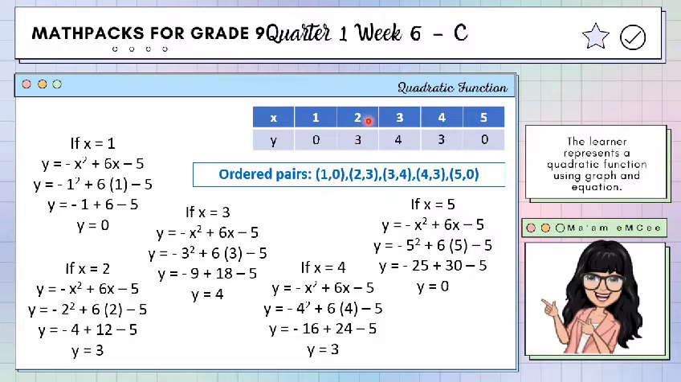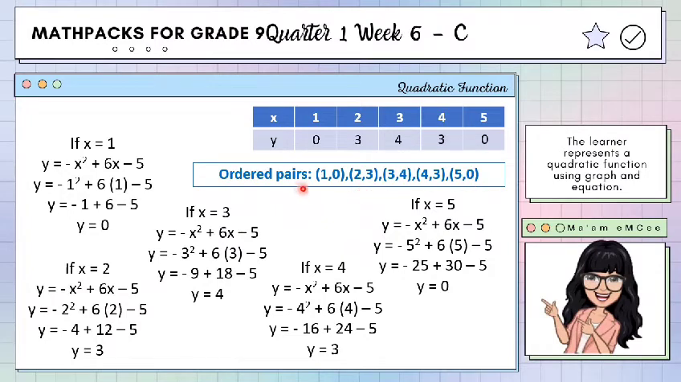Second ordered pair is 2, 3. So the value of our x is 2 and the value of our y is 3. Then the third ordered pair is 3, 4. So we have here 3, 4. And then we also have 4, 3. And we have 5, 0. So we have 5 ordered pairs in total.